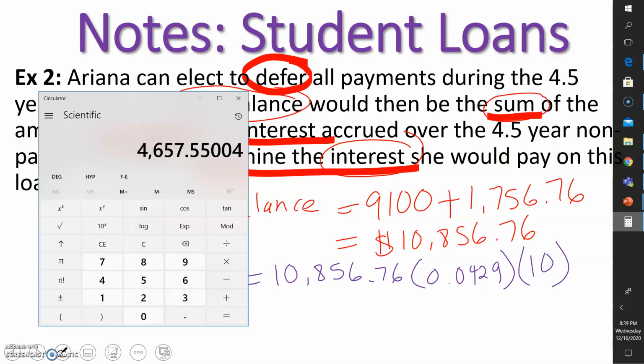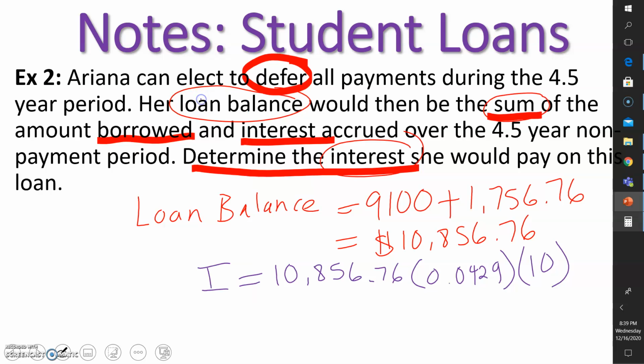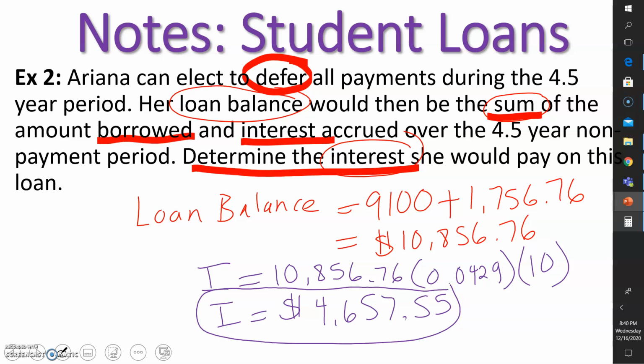All right, so over the life of the loan, she will end up paying this amount more in interest. So we have I equal to $4,657.55 in additional interest over those next 10 years as she repays the loan, her freshman year loan.